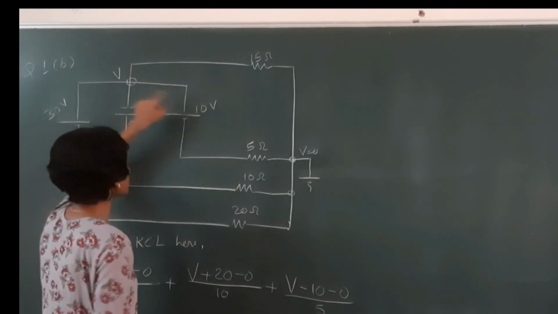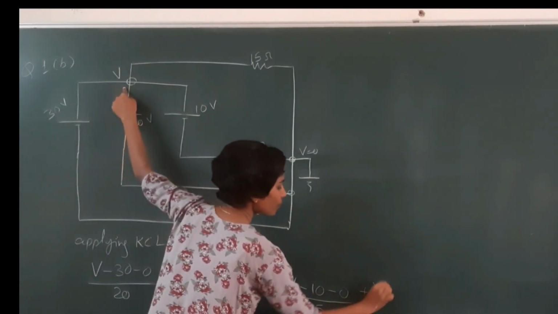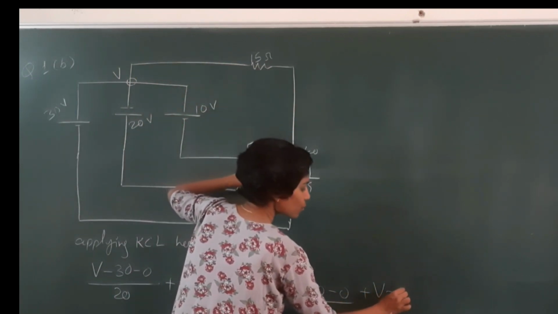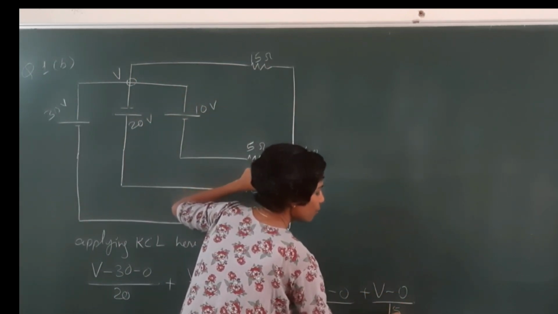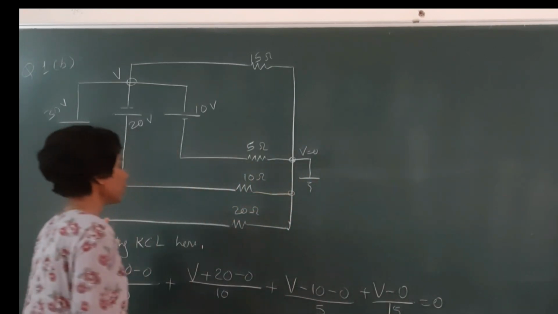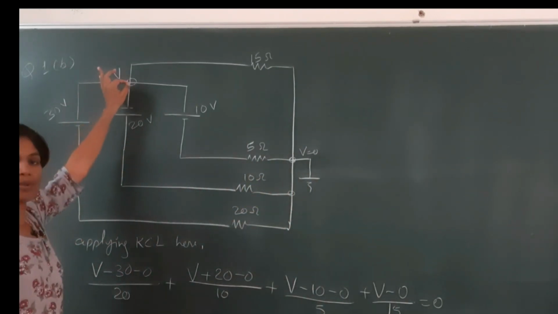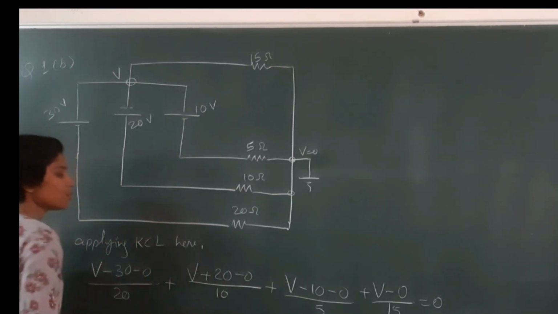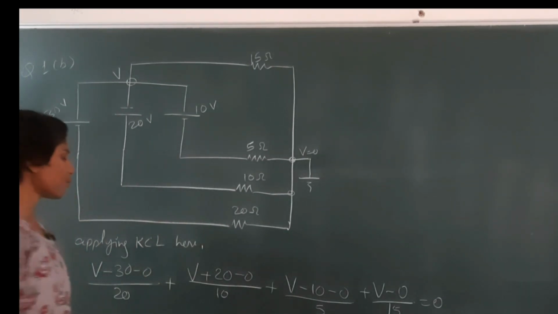And the last branch is what? V, and here we are not having any additional voltage source, so (V minus 0) divided by 15 equals 0. As we have only one node, there will be only one KCL equation, and we have to find the value of V. So just use your calculator and find the value of V.